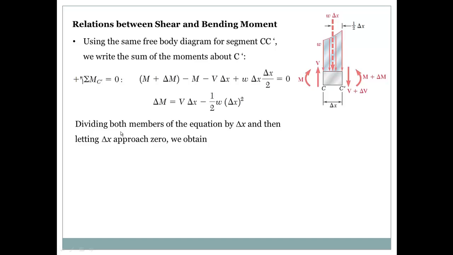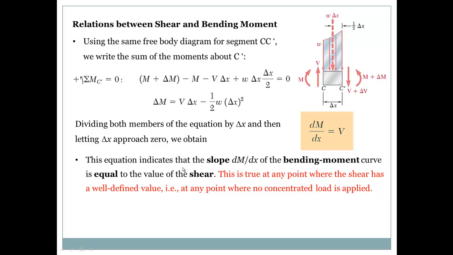Now, if I divide both members of the equation by delta x, then letting delta x approach 0, you will see that this part will disappear, because delta x is going to approach a very small value. When you square this small value, it's going to get even smaller, so this part is approximately 0. So what I'll end up having is dM over dx, the derivative of the moment diagram, is equal to the shear. Basically, that's what this equation is telling me.